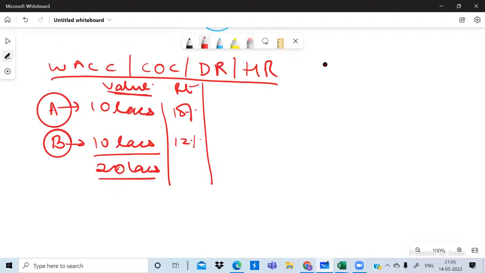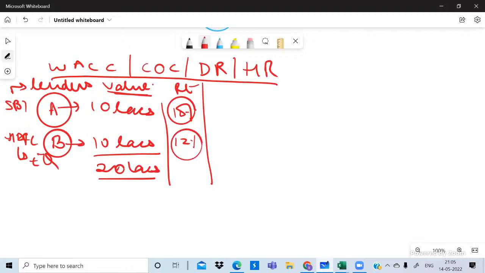Now in real life, what will happen? A and B will not be friends. They'll be different banks. So maybe you go to SBI, you go to HDFC. Maybe this could be equity shareholders. This could be lenders. So different people will fund money. They will invest money in your business and they will have different expectations. Somebody will expect 10%, somebody 12%, somebody 20%, somebody 18%. Now I want one rate for my business. So that one rate is nothing but your cost of capital, which is your weighted average cost of capital.